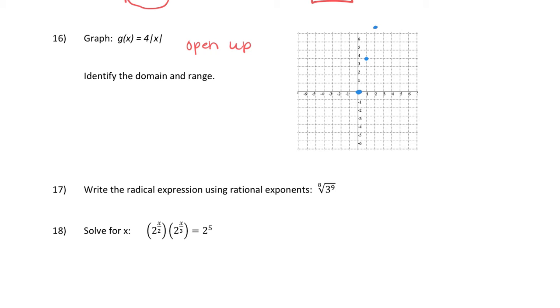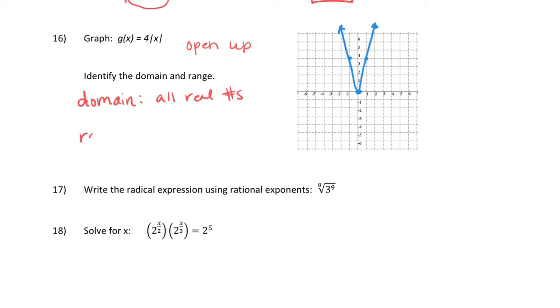Now we want to mirror this on the other side. Go back to your vertex. We're going to go up 4, but to the left 1, and up 4 to the left 1. And you can see we have two sides of our V, and this is our absolute value function. All right, so domain and range. Again, I went into detail on a previous problem. What we discussed there was a domain for our absolute value functions is going to be all real numbers.